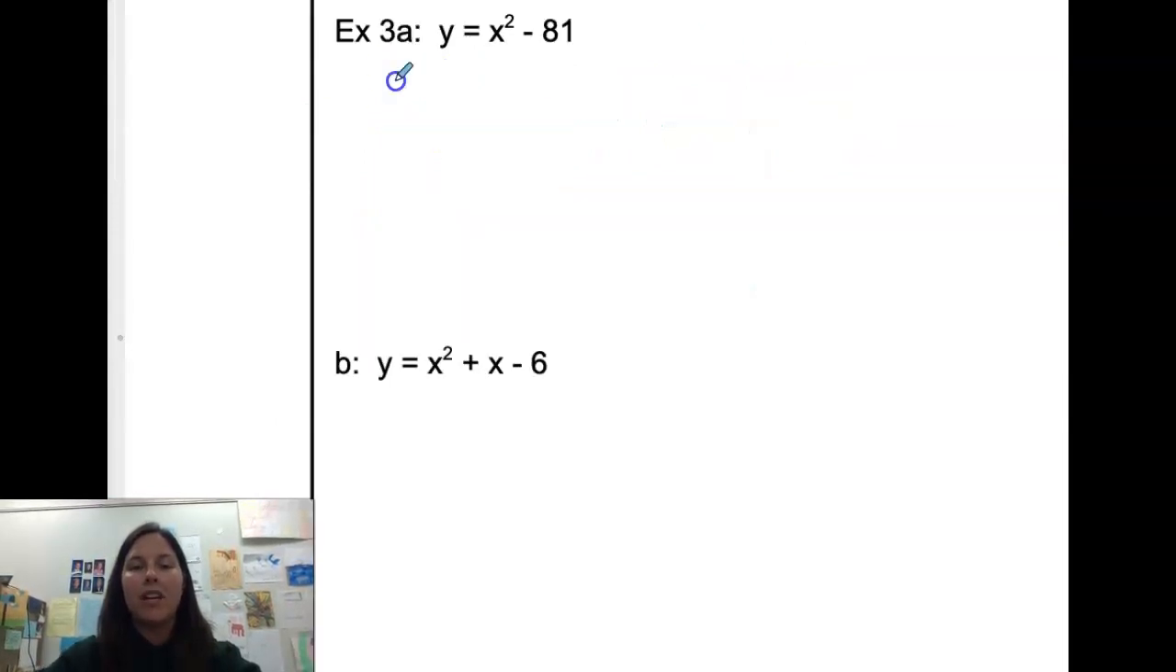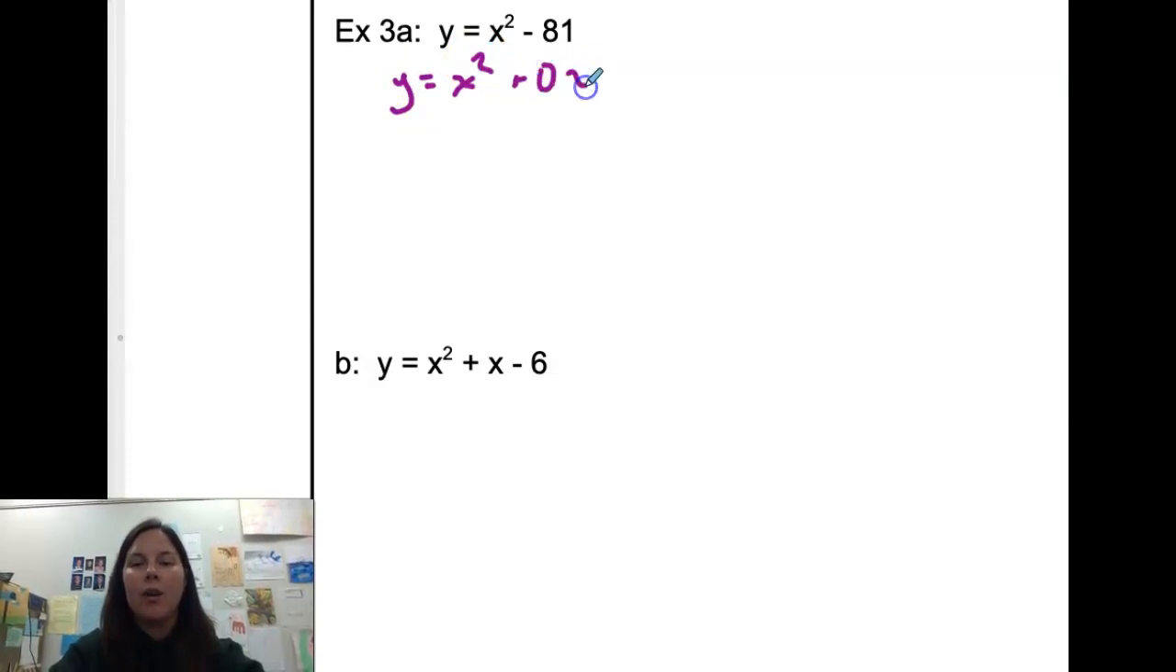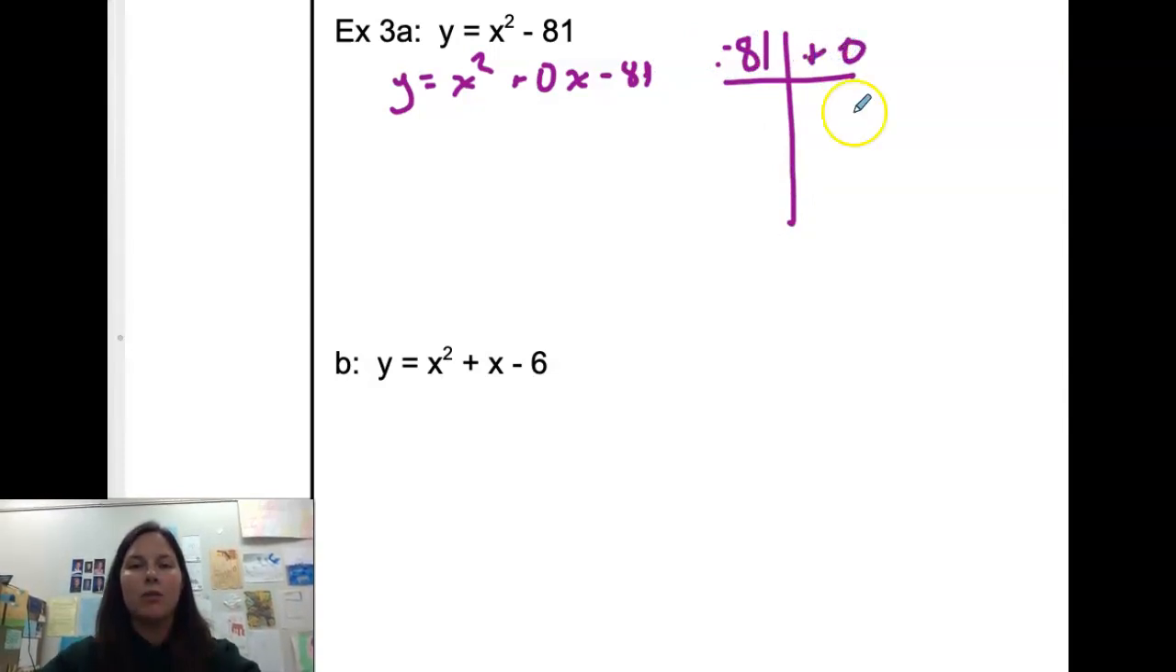Example 3, we have an x squared term and a constant, but we are missing our x term. So I'm going to add the 0x before I set up my t-chart. We are multiplying to that constant of negative 81. Don't lose those negative signs. And we're adding to 0. What two numbers do that?